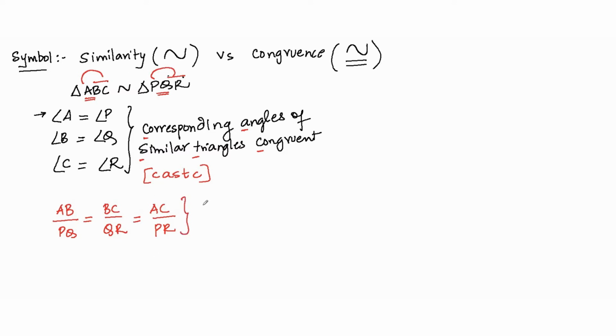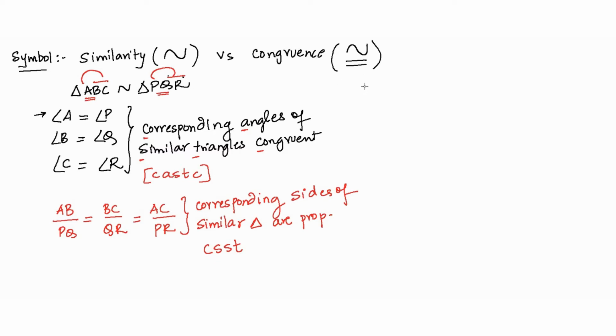This is called corresponding sides of similar triangles are in proportion. The short form of this is CSST, corresponding sides of similar triangles. We don't write the proportion part here because the proportion is already described in the equation.